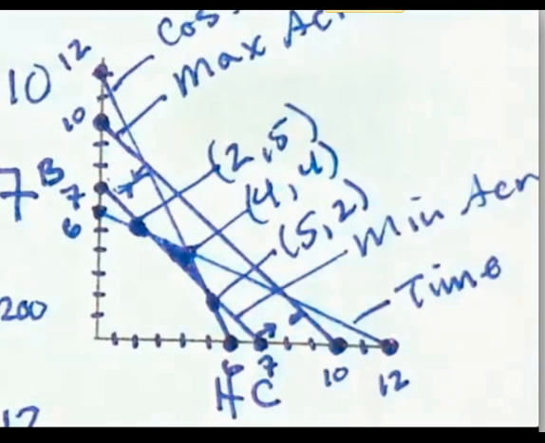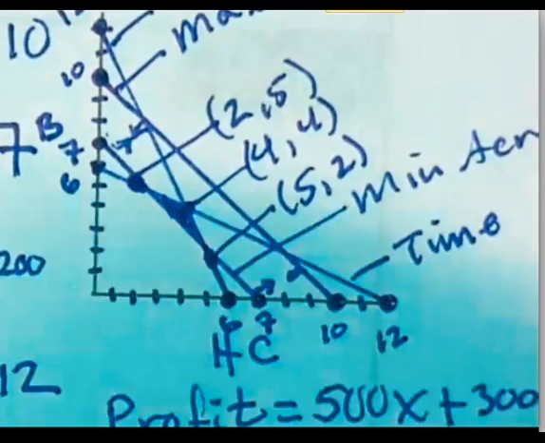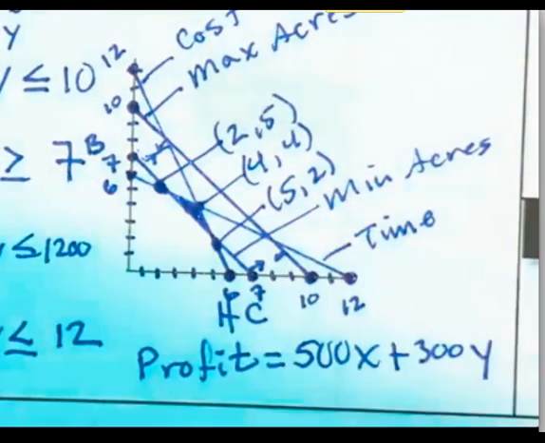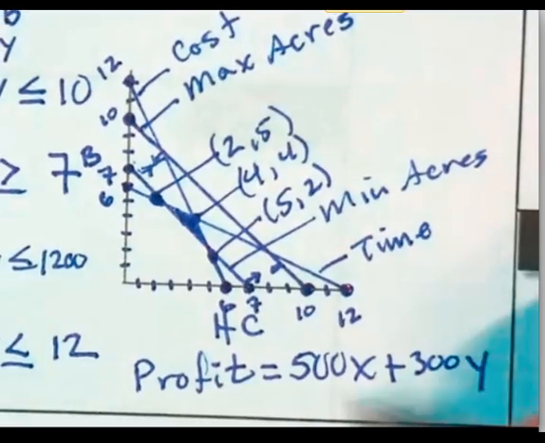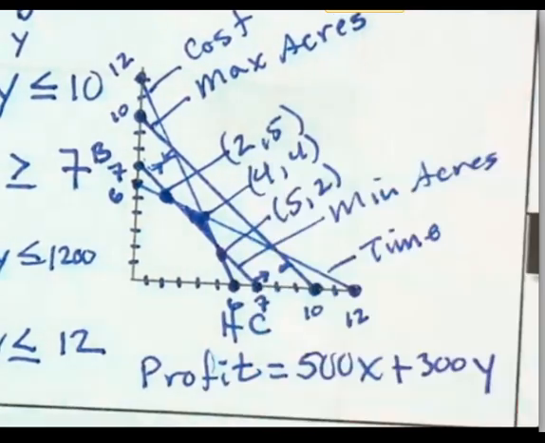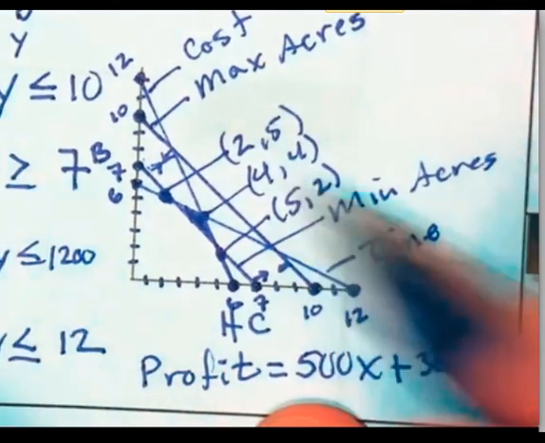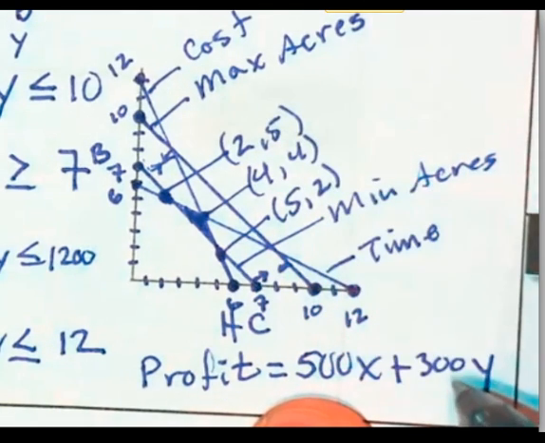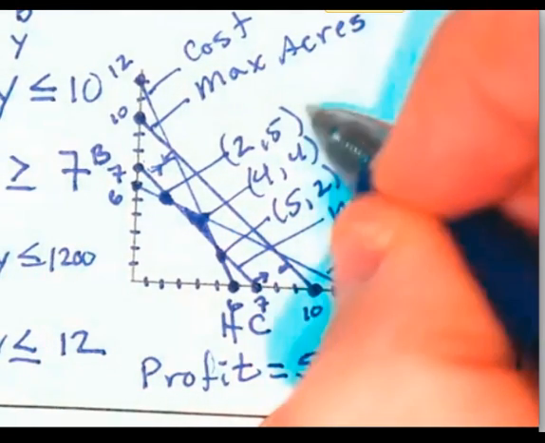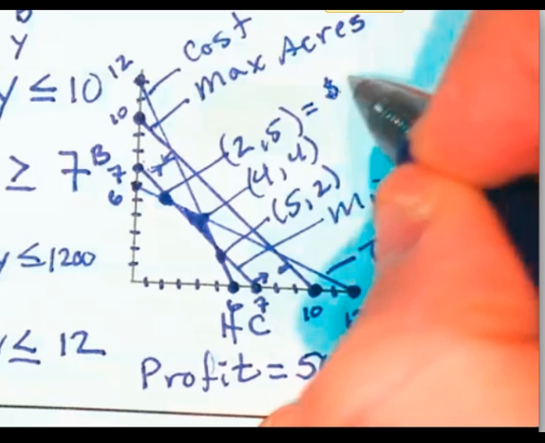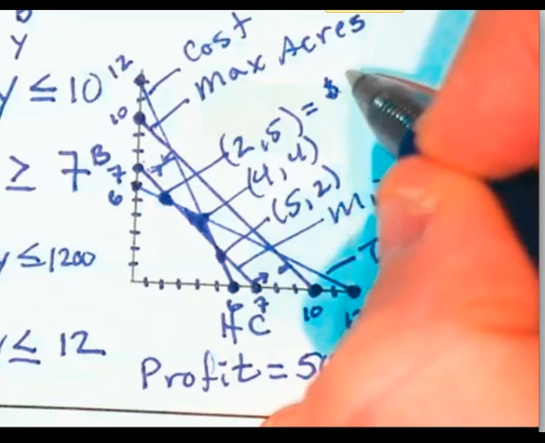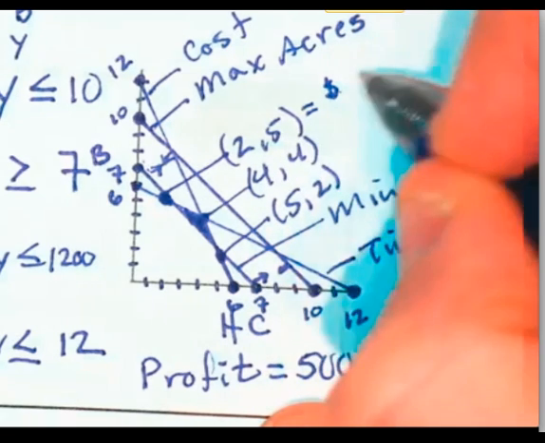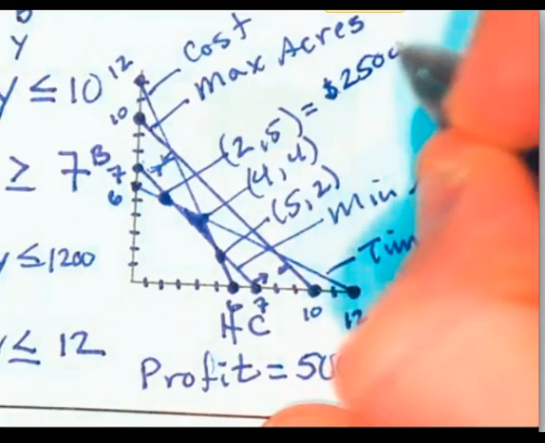Now that you have your vertices labeled, we need to then think about our profit. Our profit, it said, was 300 for every Braeburn and 500 for every Honeycrisp. And in this combination, then, if you take 2 times 500, you're going to get 1,000. 5 times 300 will give you 1,500. Add those together, and you're going to get $2,500 for this first one. So think about what the profit is. When you figure out the different combinations, you're going to get $2,500 for this one.